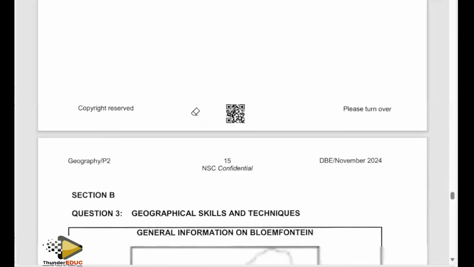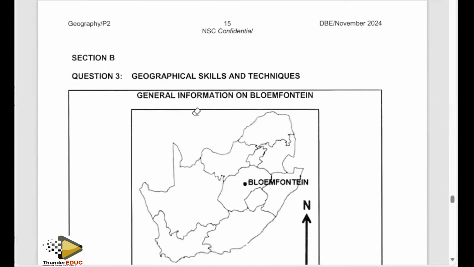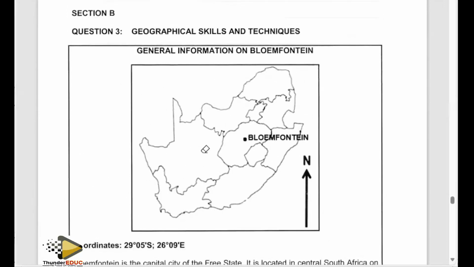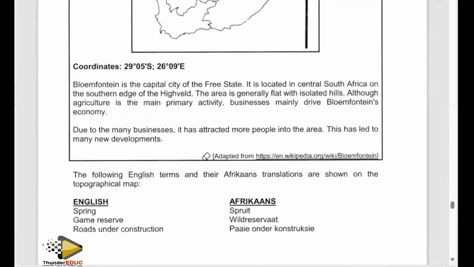Now we move on to section B, question number 3, which is geographical skills and techniques. Right. This question is based on a map provided of Bloemfontein, and there's map information provided there. You're also supposed to read it. It will help you somehow in answering some of the questions as the questions come.